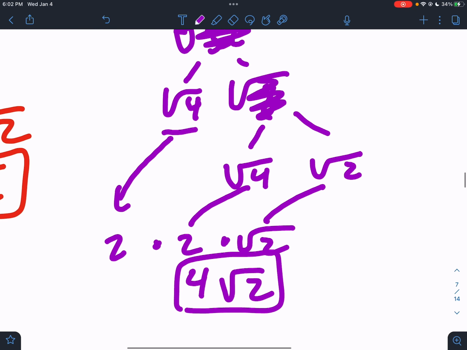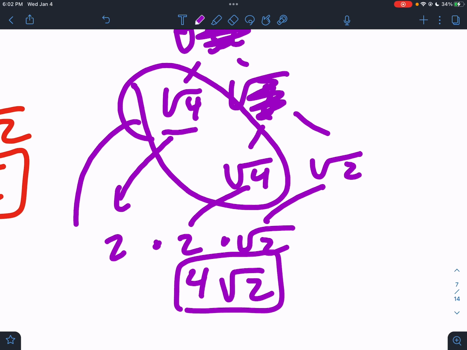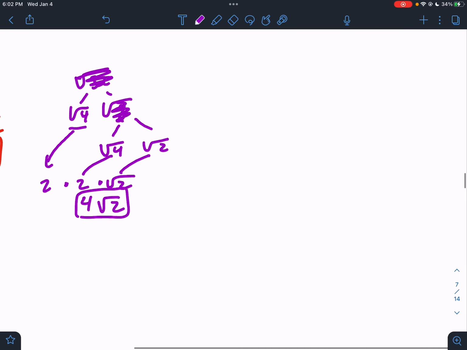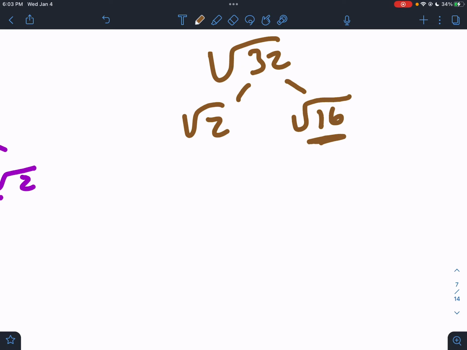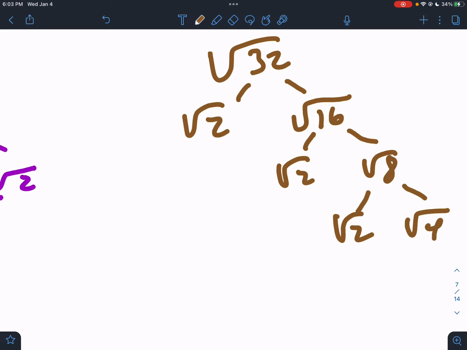Or, if you have a keen eye, what is root 4 times root 4? That is whole number 4. So there's a couple ways you could think about that. And then if you did it the second way that I showed you, the square root of 32, you could break that down into root 2 and root 16, which I would hope you recognize as 4 right there. But if you keep breaking down, that'd be root 2 and root 8, which is root 2 and root 4, which is root 2 and root 2.